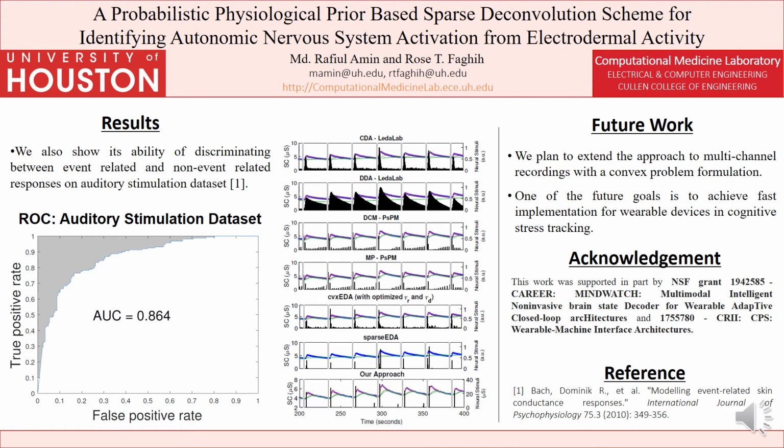We show our algorithm's ability to discriminate between event-related and non-event-related responses on an auditory stimulation dataset. We also compared our algorithm against all the previous approaches, and we show our algorithm is outperforming in terms of identifying the ANS activation and discarding the noise.